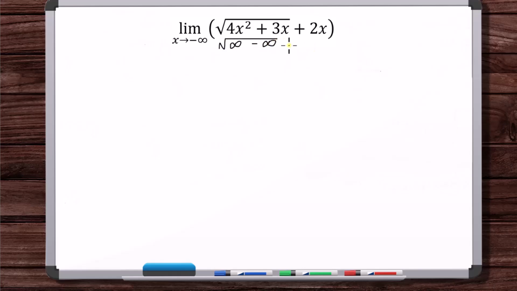Okay, and then 2 times negative infinity, you've got negative infinity. So, I mean, this is indeterminate. We don't know what this is here. So we don't know what the square root of this might be. And then now you're still subtracting infinity. So this is an indeterminate form.